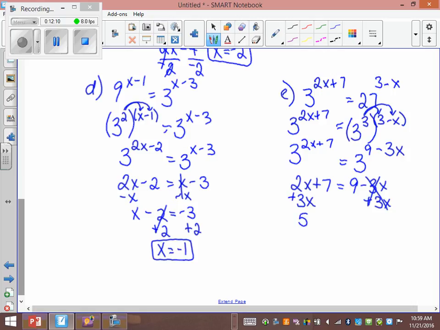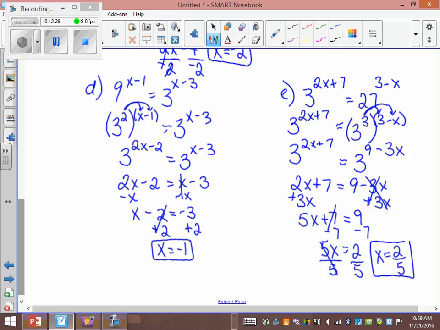So 5x plus 7 equals 9. Subtract 7. 5x equals 2. Divide by 5. Do not write this as a decimal and then just make it stop when it actually doesn't. Write it as 2 over 5.